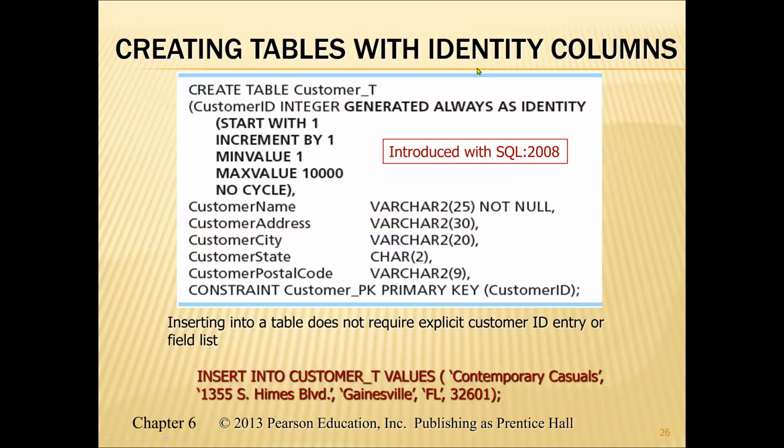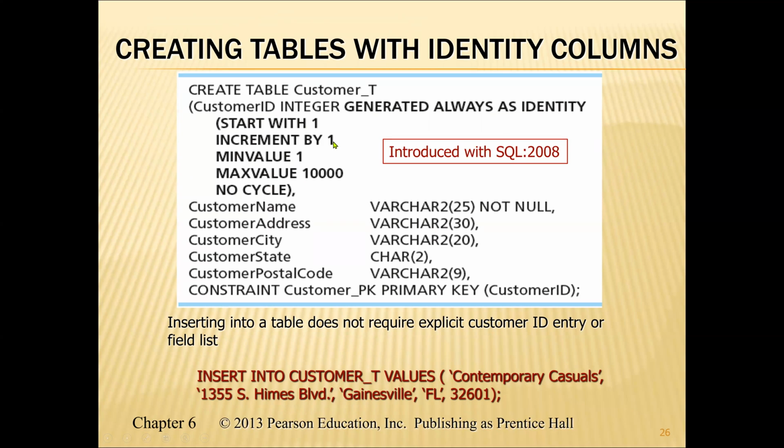So we can also create tables with identity columns. So here, for example, we are creating a table customer T, but we specify that the customer ID integer is generated always as identity. What we mean is that when you create the customer table, if I want to enter a value, the computer will generate the values for me. So if we are starting with 1, the first record I will enter into my customer T, the customer ID will be 1. And we are going to increment it by 1.